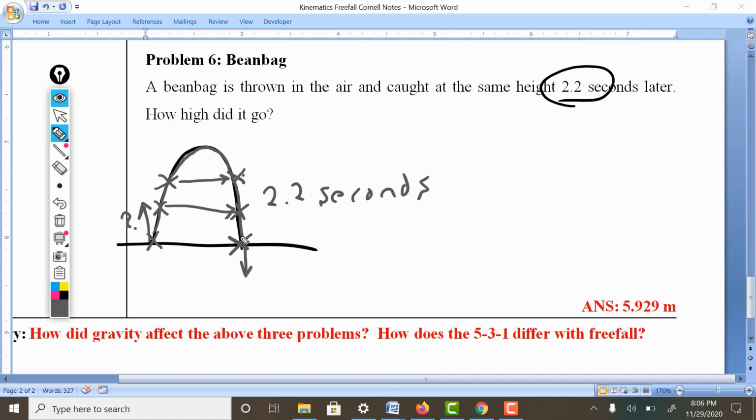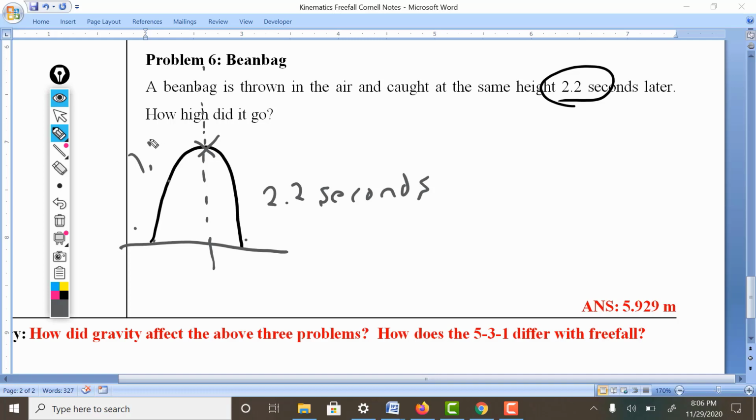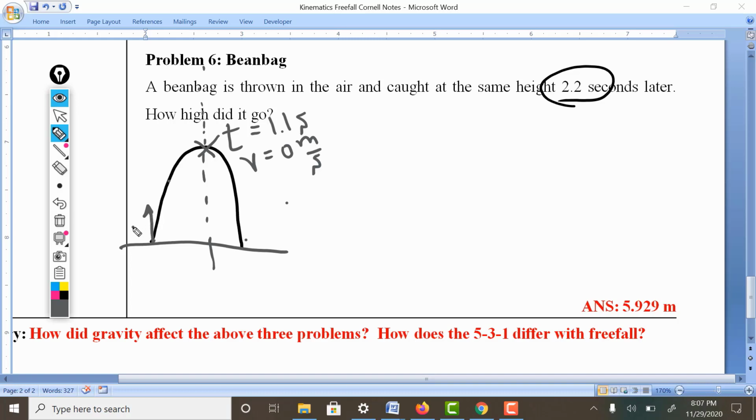Okay, so to get from here to here would be the same distance as it would be from here to this point. In other words, then, what we can use to our advantage is the idea of symmetry, meaning that if I cut this in half, it took it 1.1 seconds to go up and 1.1 seconds to go down. In other words, that means at this point up here at the apex, it took it 1.1 seconds to get to its maximum height. We also know that at the apex, the velocity would be 0. And we also know that V naught would be going upwards this way. However, gravity would be going against it.